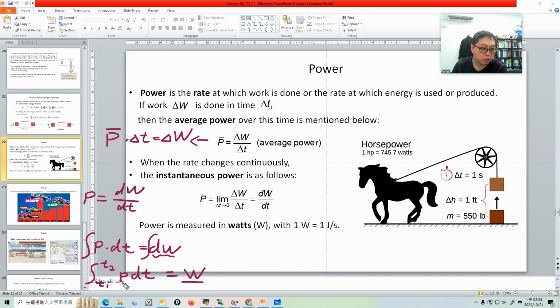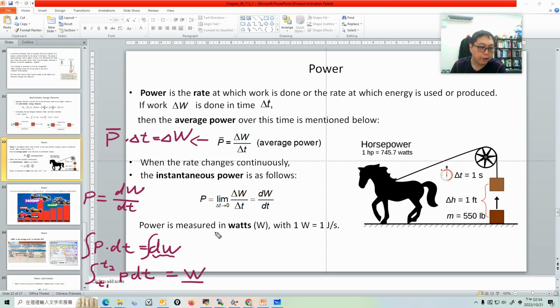Okay. So if your power is a function of time and you want to calculate the total energy, just integrate the power with respect to time. There are some examples in the end-of-chapter problems.